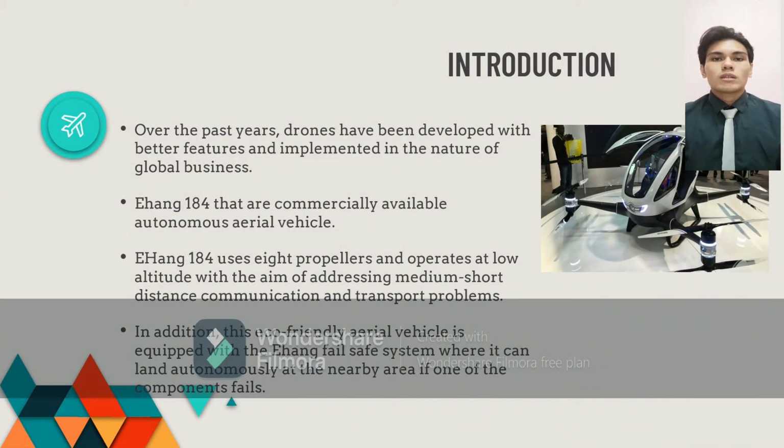Let's start with the introduction. Over the past years, drones have been developed with better features and implemented in the nature of global business. The figure shown is the EHang 184 that is commercially available in the market right now. EHang 184 consists of 8 propellers with the aim to cover medium to short distance communication and transport problems. In addition, this passenger drone is eco-friendly and is equipped with a fail-safe system that can land in a nearby area if one of the components fails.